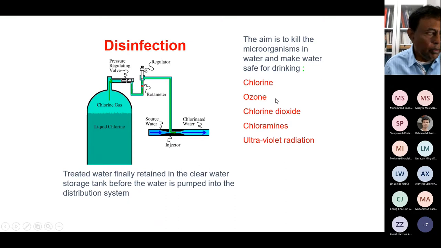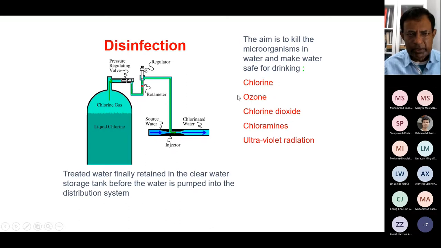Ozone, the problem is it has to be manufactured. In other words, you have to produce ozone at the treatment plant and use it for killing the bacteria. So these are the common disinfecting agents used to eliminate the bacterial presence in water: chlorine, ozone, chlorine dioxide, chloramines, and ultraviolet radiation. But you need to take note of the last one, ultraviolet radiation. Ultraviolet radiation does not kill the bacteria, but it sterilizes the bacteria. So there is a difference between disinfection and sterilization. I'll explain them under the disinfection chapter.